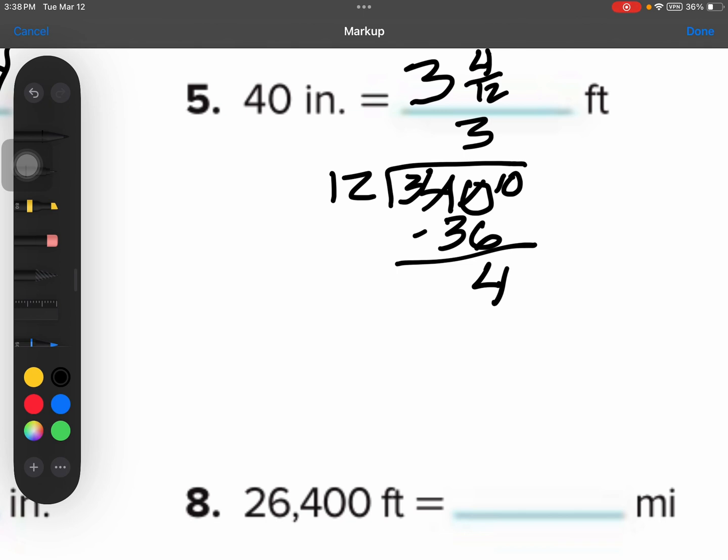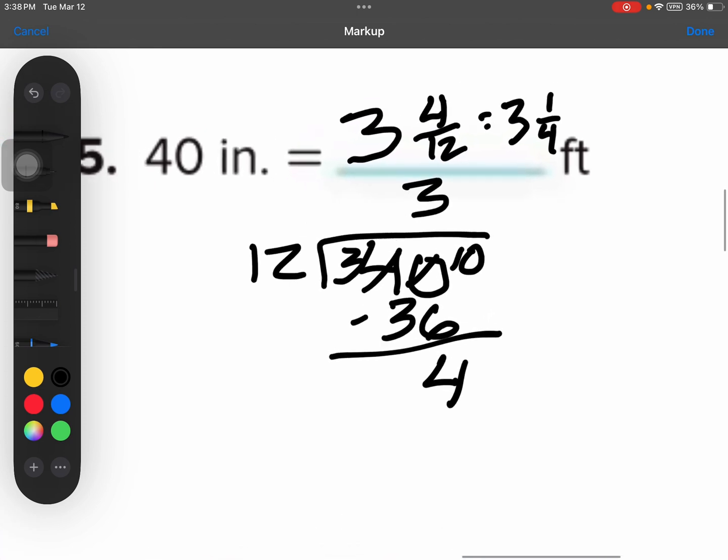But I can simplify that. So I can divide them both by 4. So then my answer is going to be 3 feet and 1/4. So number 5 is 3 feet and 1/3, not 1/4. Haha, I almost made a mistake there. So number 5, 40 inches would equal 3 feet and 1/3 of a foot.